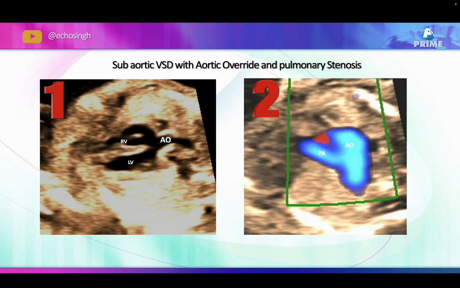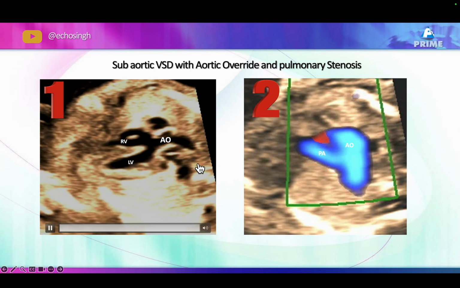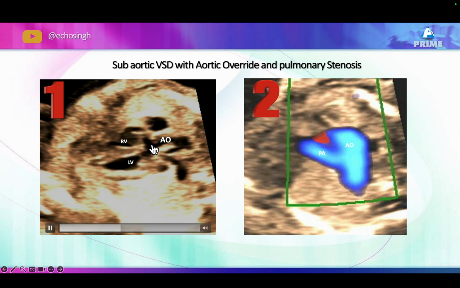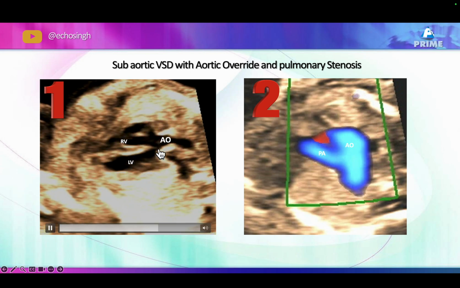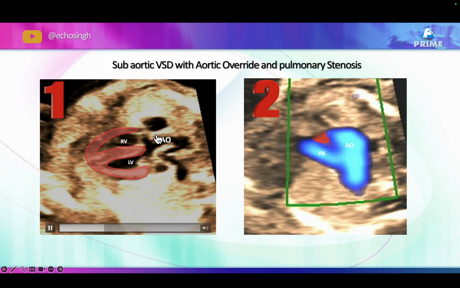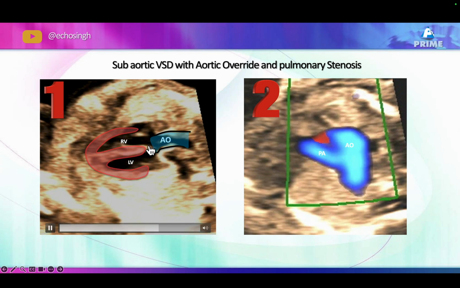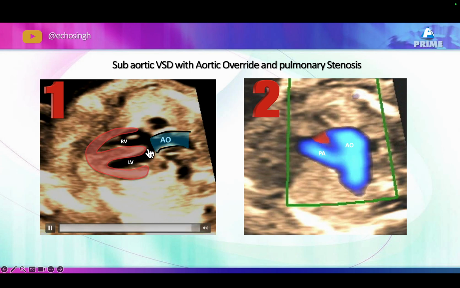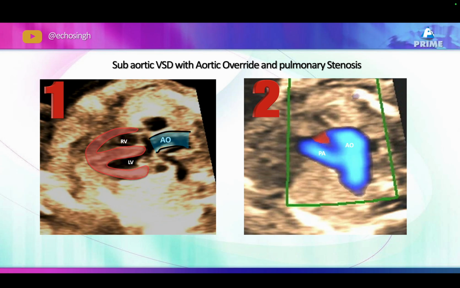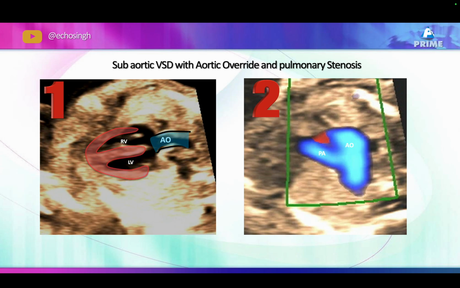To begin imaging, you should see that this is a large perimembranous ventricular septal defect, and you can see the aorta is overriding it, and this override is about 50%. It's lying right in the middle of the ventricular septal defect. That is the hallmark of tetralogy of Fallot. The very first thing you should look for is whether there is any override of the aorta.